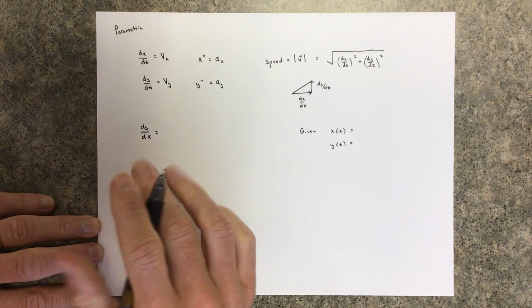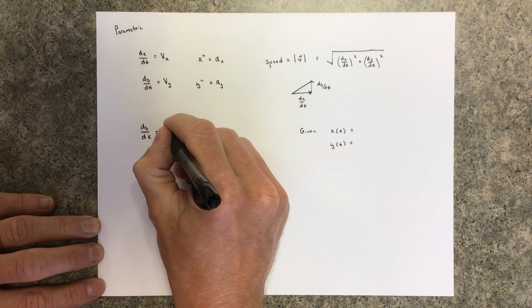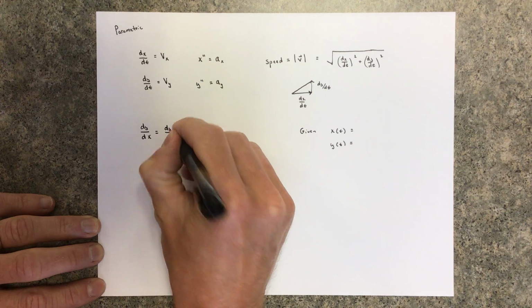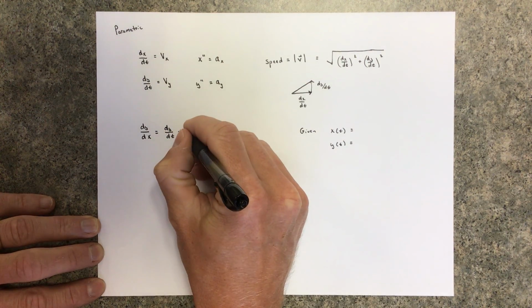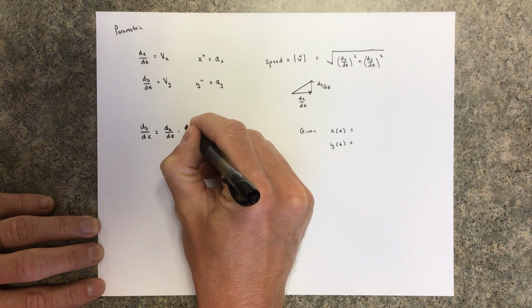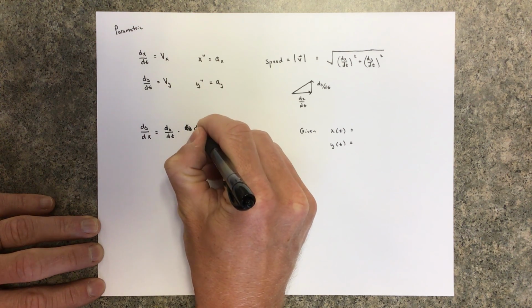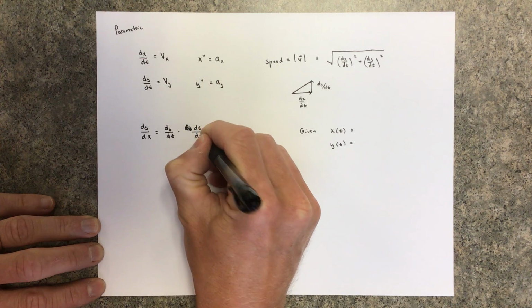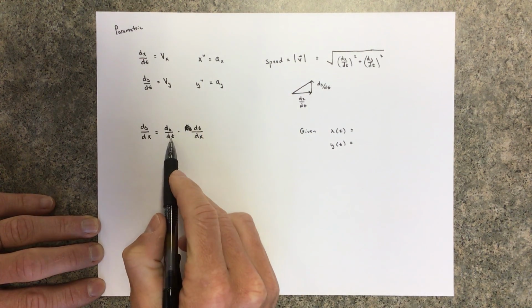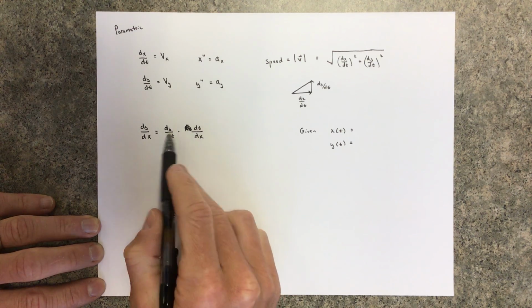So really what you're going to do is use the chain rule. You're going to take the derivative of y with respect to time because y is a function of time, and then you're going to multiply by dt/dx, okay? And you can see that the dt here and the dt here would cancel and you'd be left with dy/dx.